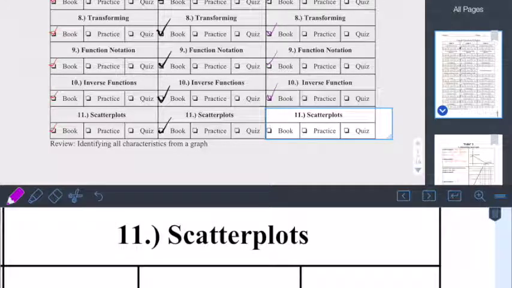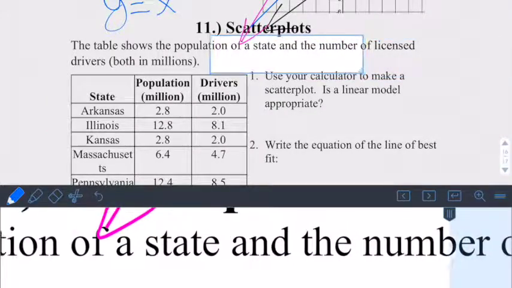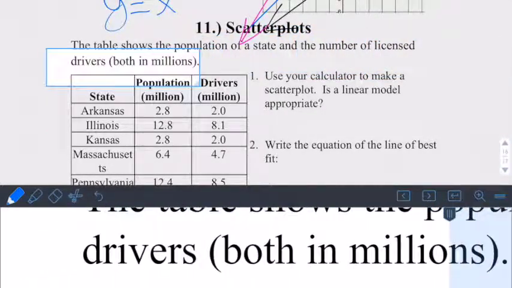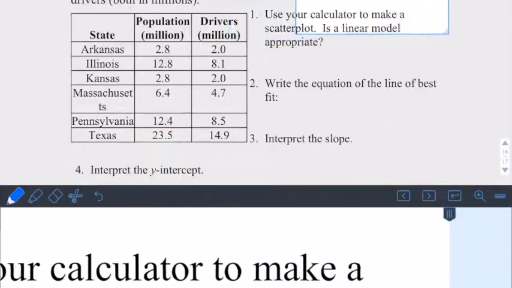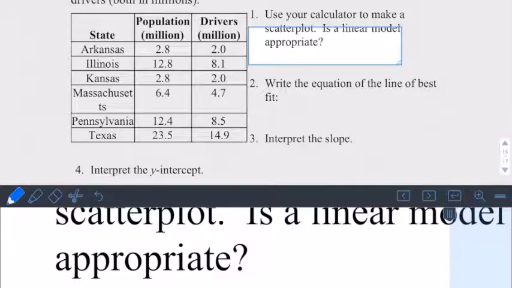And our last lesson of this chapter is on scatter plots at the Tier 3 level. The table shows the population of a state and the number of licensed drivers in millions. Use your calculator to make a scatter plot. Is the linear model appropriate? So we're going to make a scatter plot.